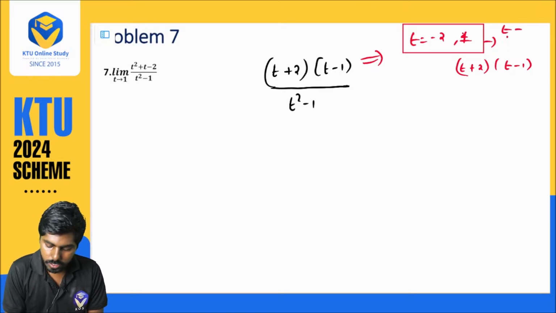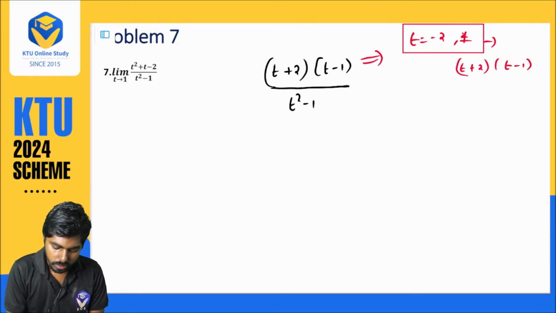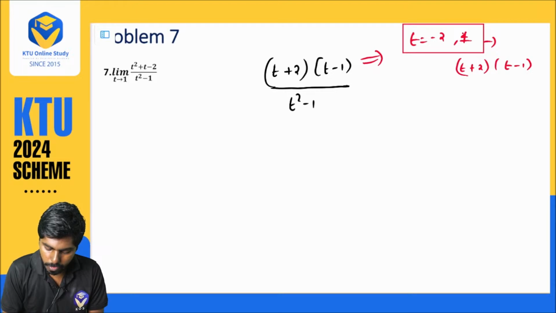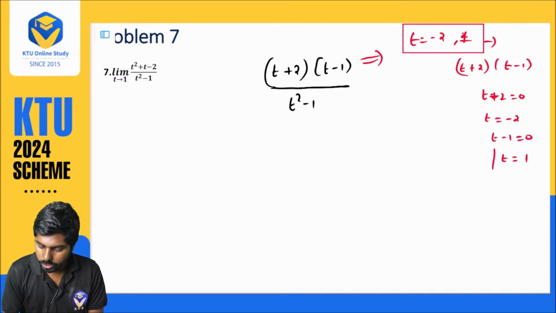Okay, that is t minus 2. So t plus 2 is equal to 0 means t is equal to minus 2, and t minus 1 equal to 0 means t equal to 1. This is the way you will be getting it in the calculator. We are writing in this format.